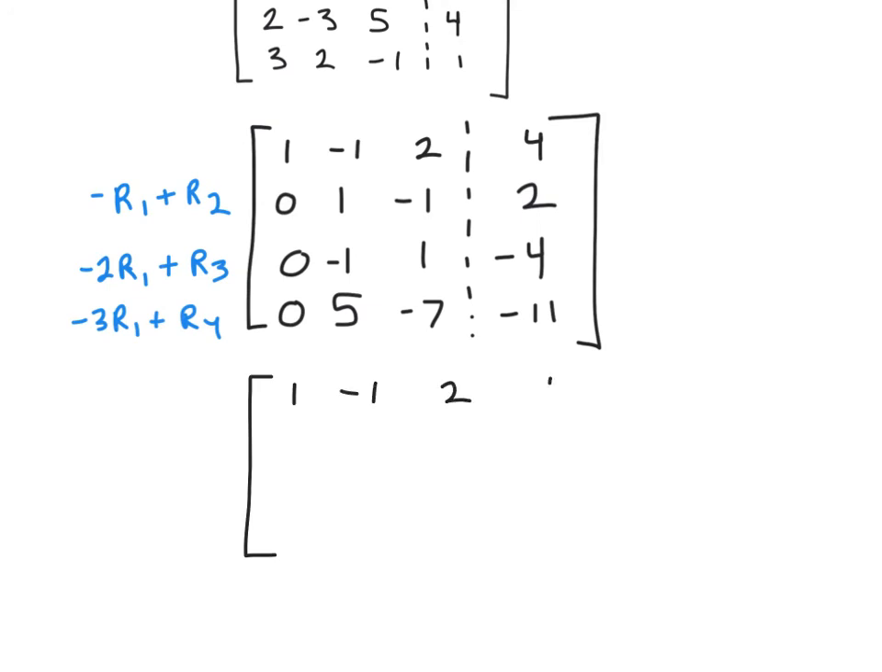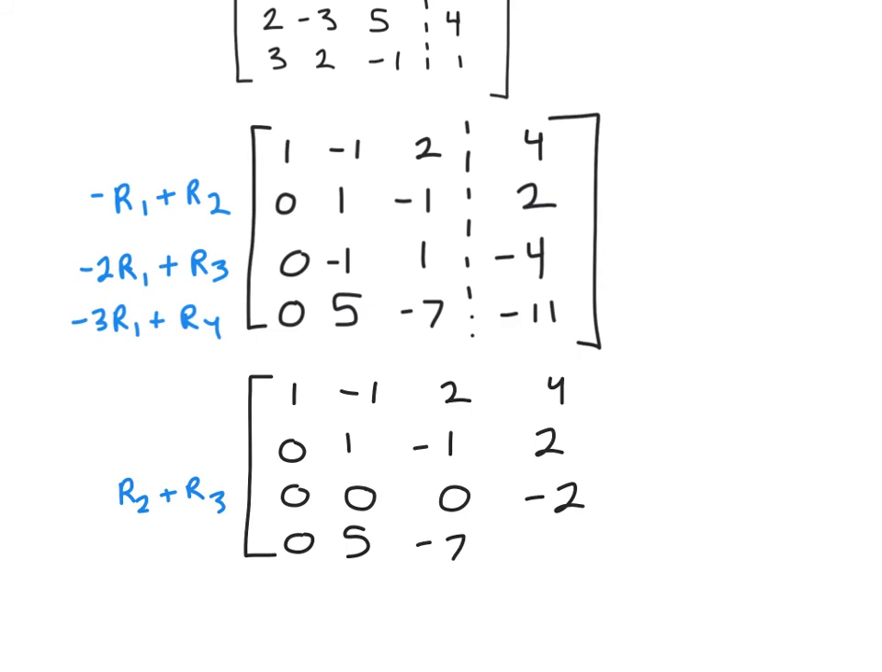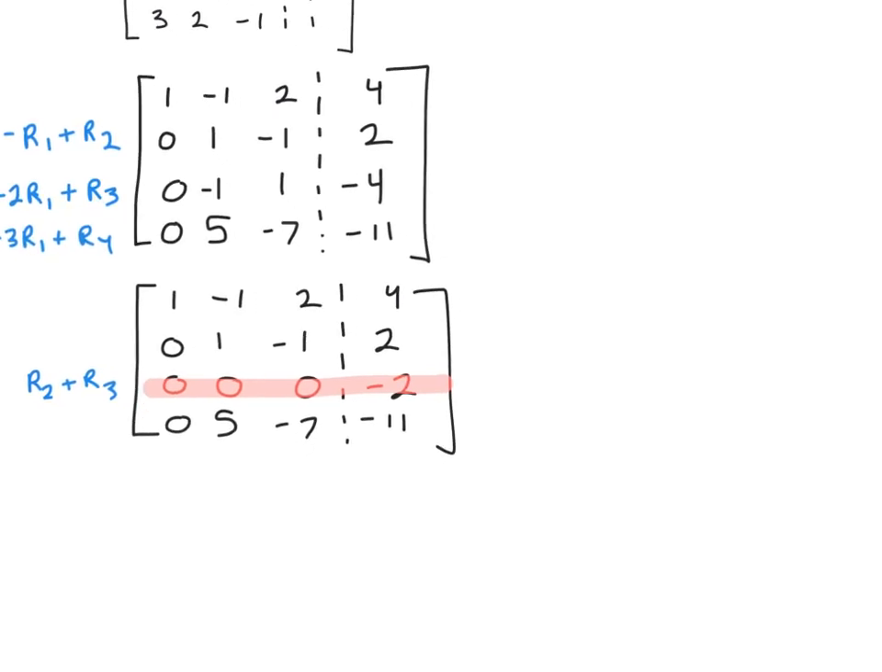So my first 2 rows stay the same. And then I'm going to do R2 plus R3. So that gives us 0, 0, 0, -2. So this is where you kind of just need to remember what your matrix is actually representing. If you look at this row right here, and if we rewrite that back as an equation, we have 0x plus 0y plus 0z. So it says 0 equals -2.